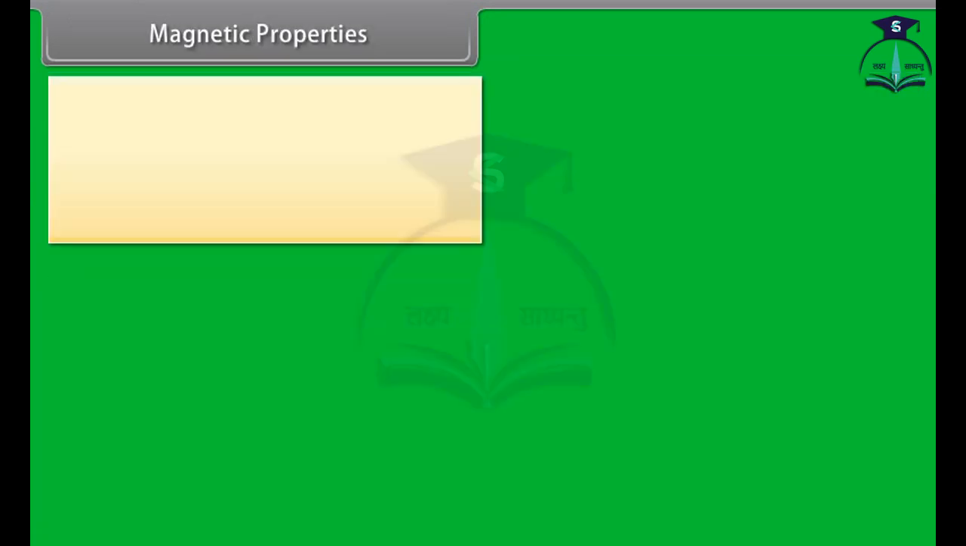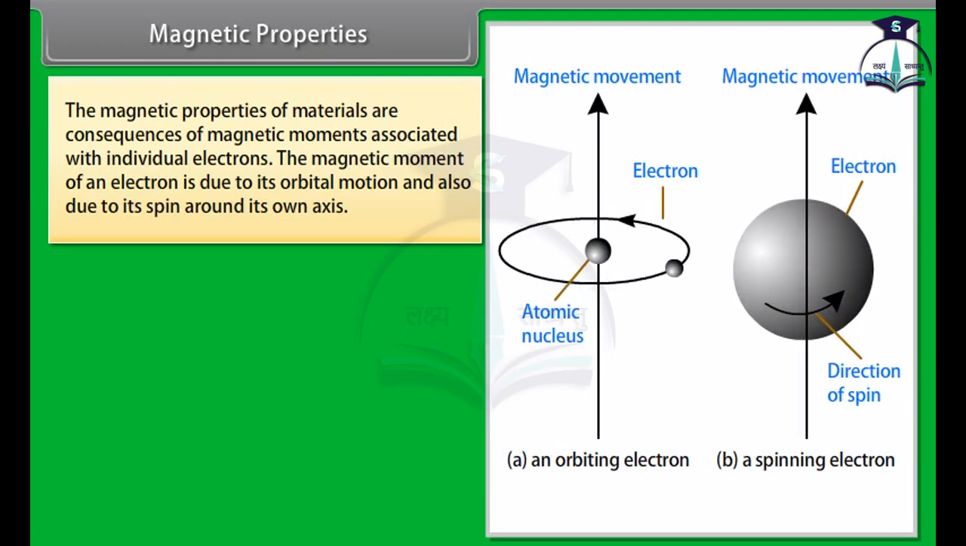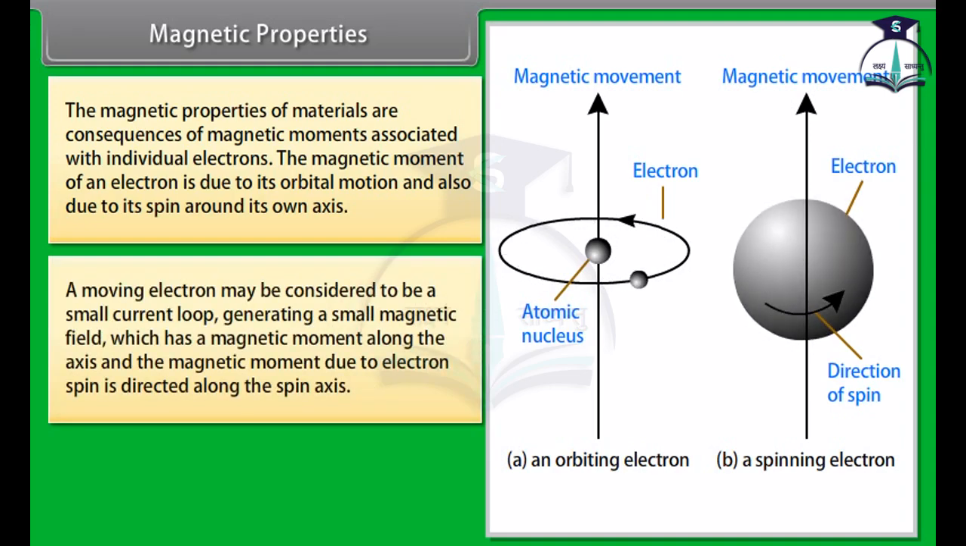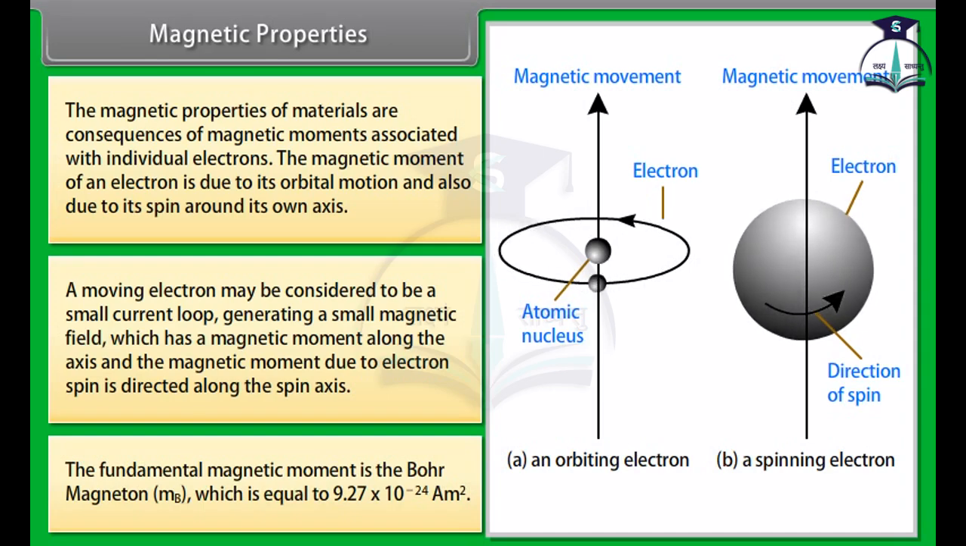Magnetic properties. The magnetic properties of materials are consequences of magnetic moments associated with individual electrons. The magnetic moment of an electron is due to its orbital motion and also due to its spin around its own axis. A moving electron may be considered to be a small current loop generating a small magnetic field which has a magnetic moment along the axis, and the magnetic moment due to electron spin is directed along the spin axis. The fundamental magnetic moment is the Bohr magneton, μB, which is equal to 9.27 × 10^-24 A m².